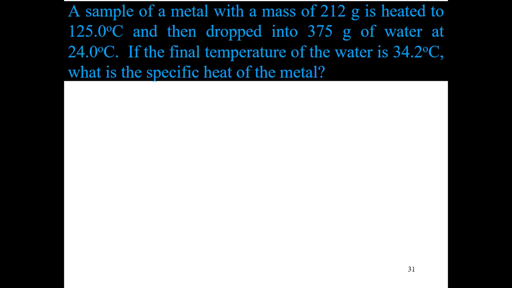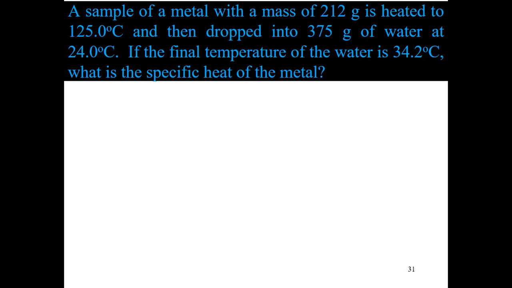Okay, so this question says a sample of metal with a mass of 212 grams is heated to 125 degrees Celsius, and then it is dropped into 375 grams of water at 24.0 degrees Celsius. If the final temperature of the water is 34.2 degrees Celsius, what is the specific heat of the metal?